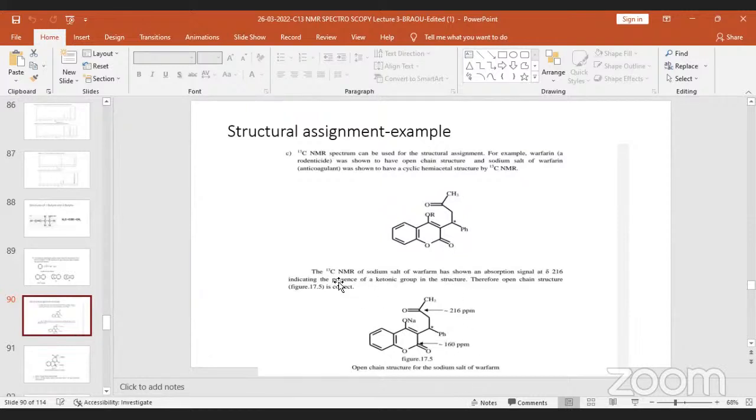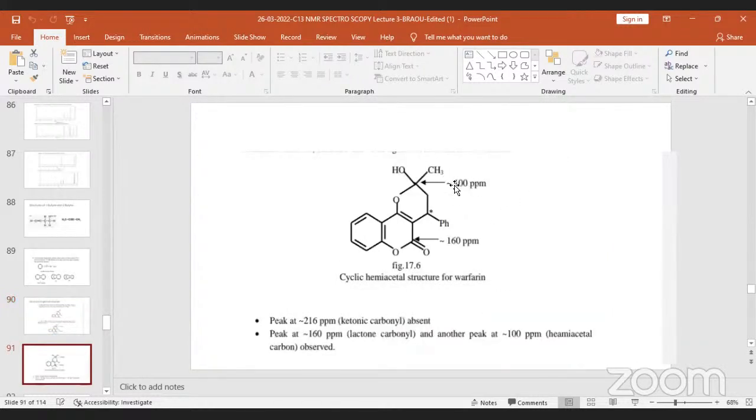But the crucial signal is this one. The 216 ppm signal is present in the structure of the sodium salt of warfarin. Why? Because it cannot form a cyclic hemiacetal structure. Whereas warfarin is not giving this signal; it is giving a signal only at 100 ppm, not at 216 ppm. Why? Due to cyclic hemiacetal formation in the case of warfarin.